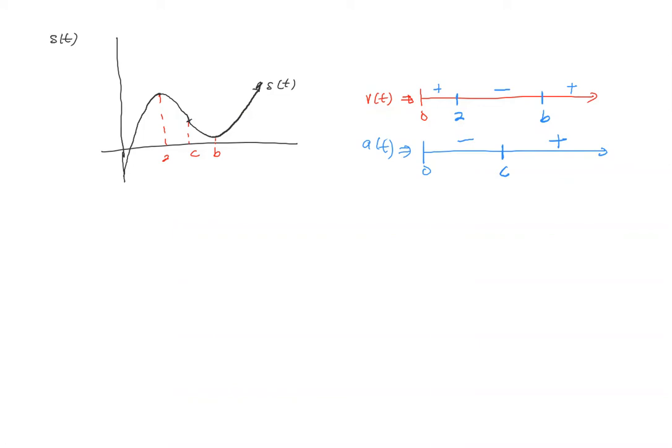Are you with me? So the part 3 will be the other way around, the inverse of part 1, graph 1. Okay? So the VT graph will look like this. It will pass through 2. It will pass through B. Okay? Negative, turn, positive.